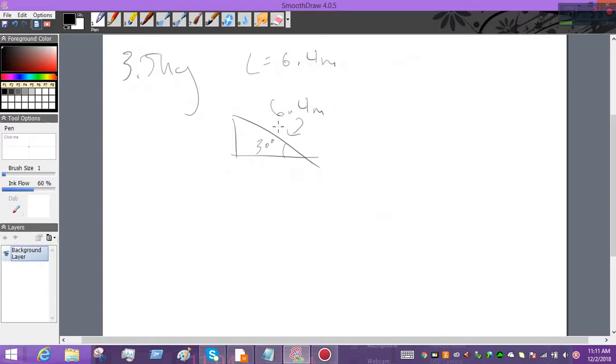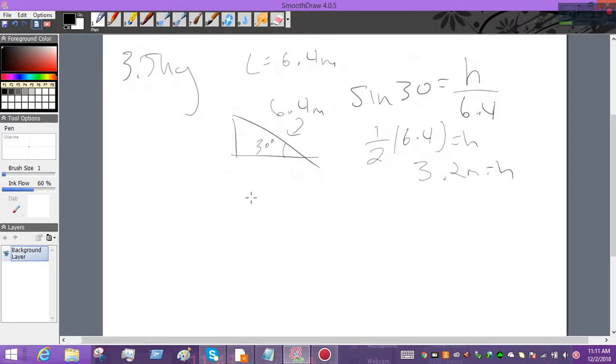So we have h, so sine of 30 equals h over 6.4. Sine of 30 is 1/2. So we're going to rewrite that as 1/2 times 6.4 equals h. So 6.4 divided by 2 equals h. So that would be 3.2 meters equals h.